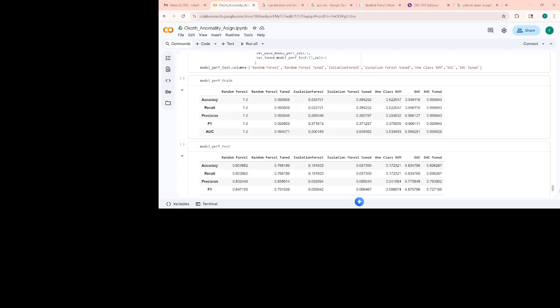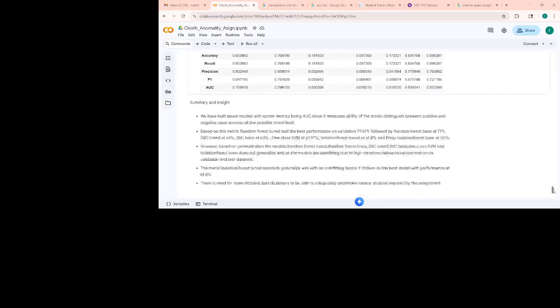So we compared the performance, and you can see the performance in the train and test. In summary, we built the 7 models with the scorer metric being area under curve, since it measures the ability of the model to distinguish between positive and negative class across all possible ratios.